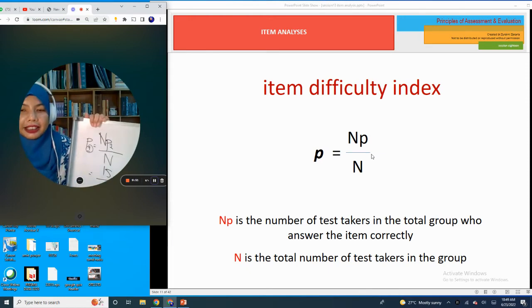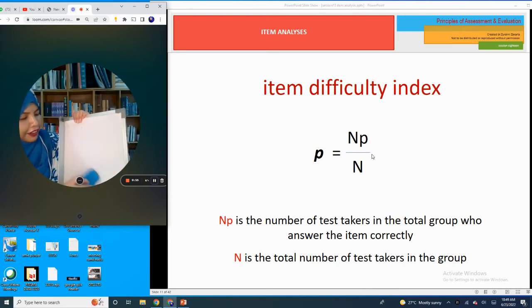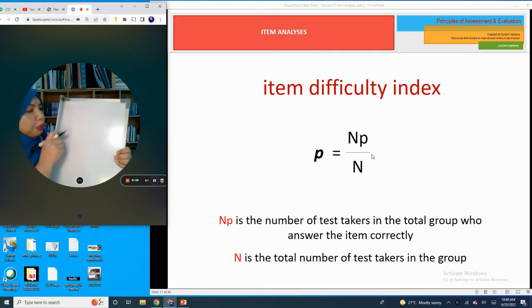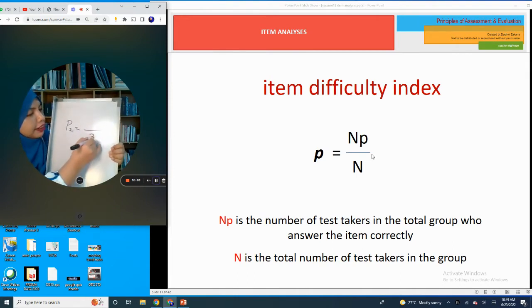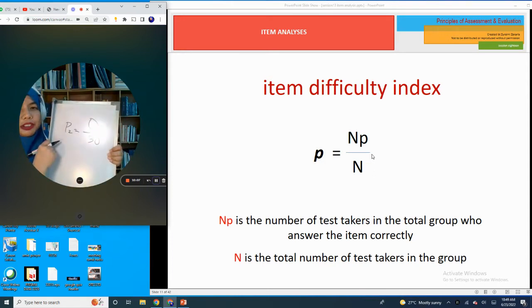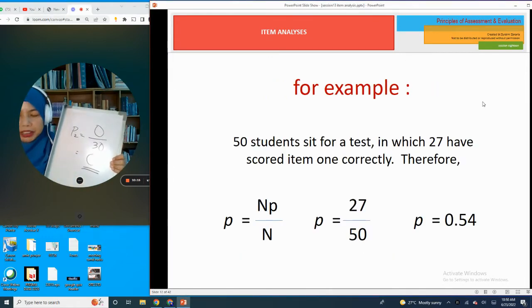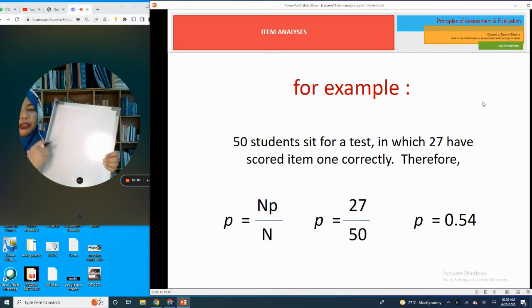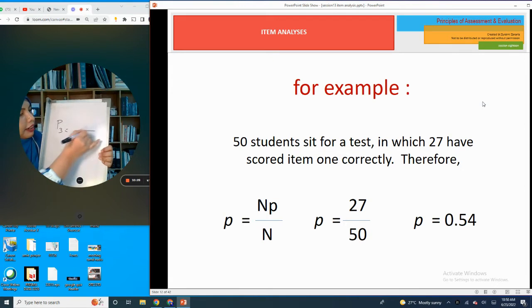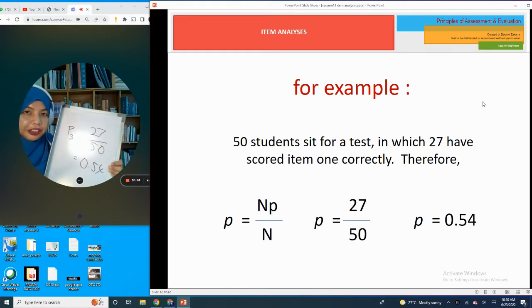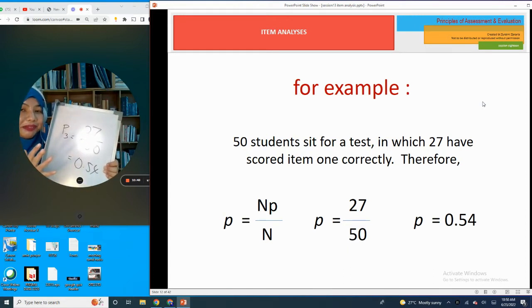Okay, let us do a bit more exercise so that we get a better hang of this. Item difficulty index for item 2: 30 students sit for the test. Nobody answered item 2 correctly. So you get 0. There's also another exercise on the back page. The total number of students who sit for the test is 50. For item 3, for example, 50 students sit for the test, and slightly more than half of these students managed to get this item correct. So you get 0.54.